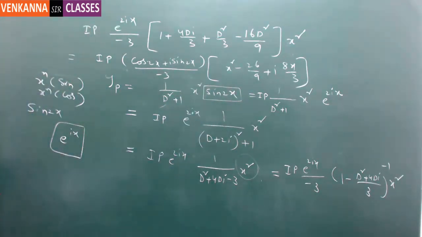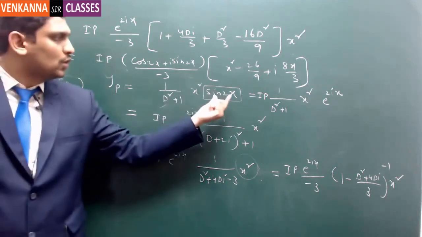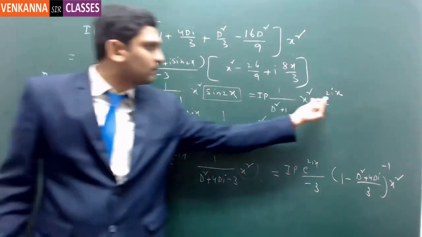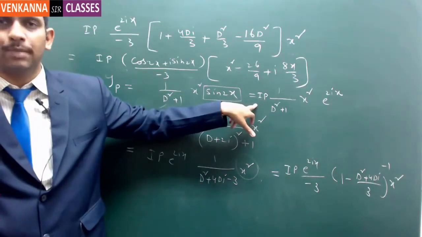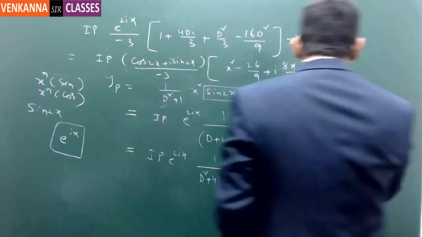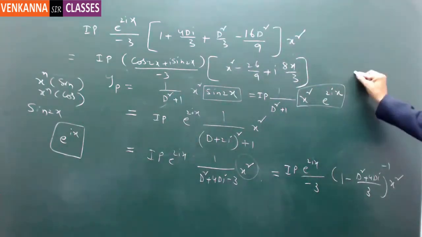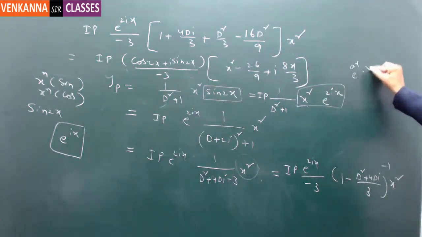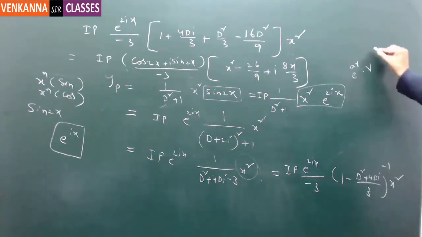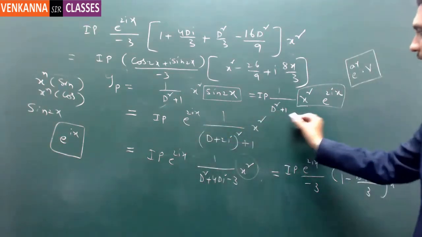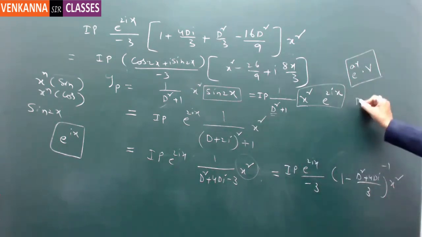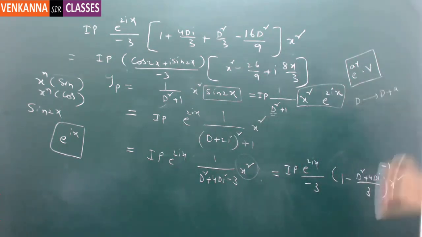In the value e power i2x, sin 2x is the imaginary part. So we replace sin 2x with e power 2ix, and previously we indicated the imaginary part. So this entire thing will come under the form e power ax into some function v. So what is the procedure we deploy here? e power ax should be taken to the front. The differential D should be replaced with D plus a.